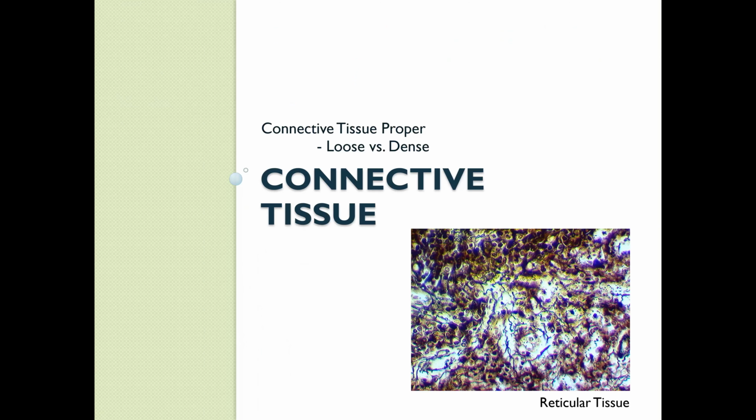Next, we are going to look at connective tissue proper. And this is made up of two broad types, loose connective tissue and dense connective tissue. And this is an image on this slide of reticular tissue, which is a type of loose connective tissue.